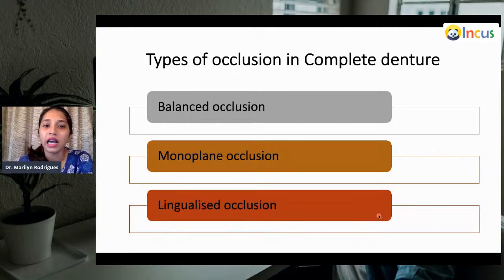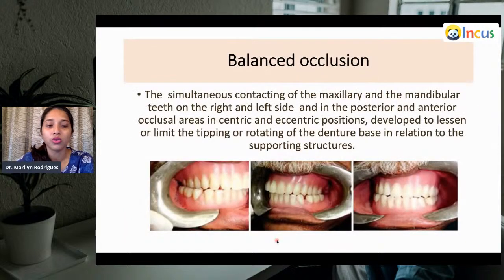Now, the different types are, first is your balanced occlusion, then is monoplane occlusion, and then is lingualized occlusion. Moving on to balanced occlusion.